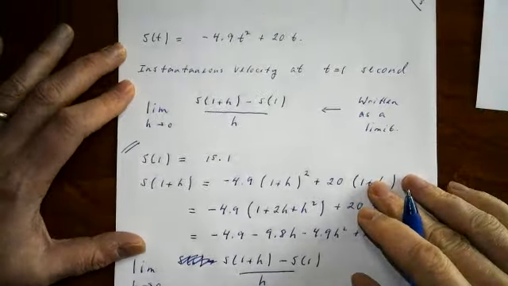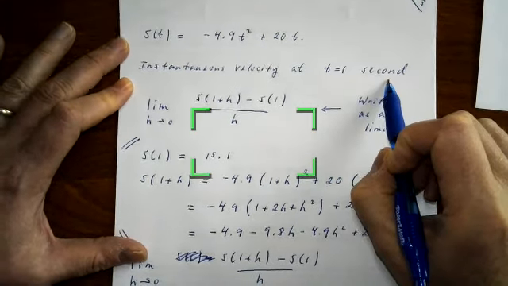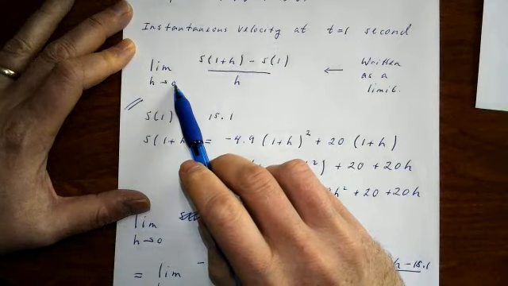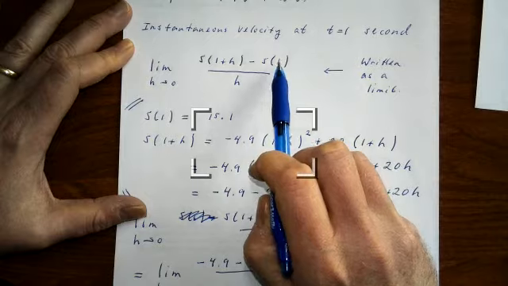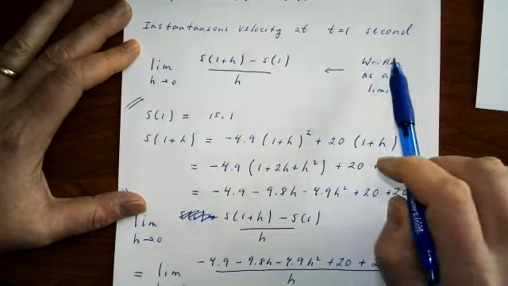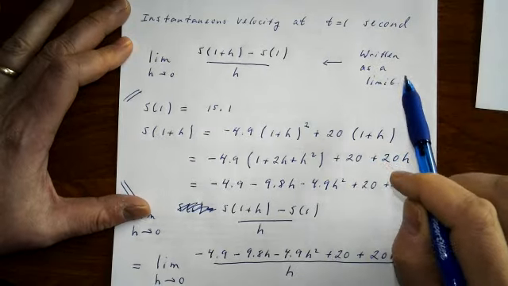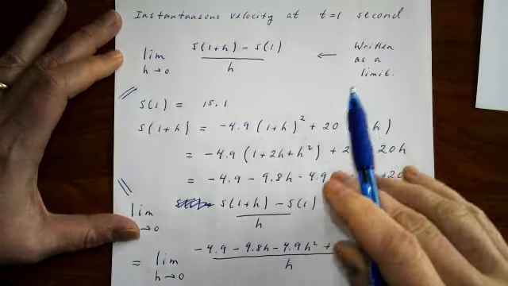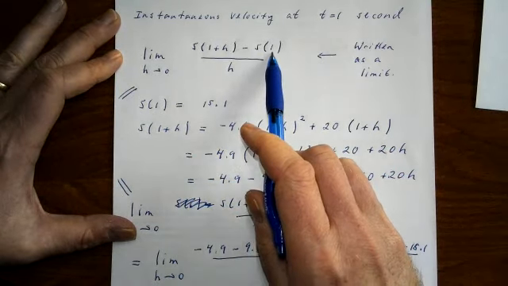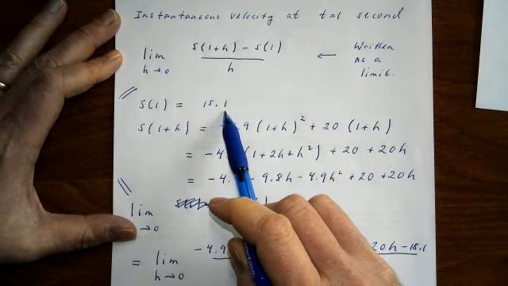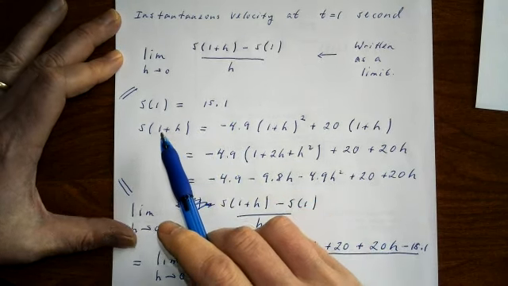Let's take a look at a particular example, the one we had before. The instantaneous velocity at time 1 second is the limit as h goes to 0 of s of 1 plus h minus s of 1 divided by h. Here we have expressed the instantaneous velocity, or the slope of the tangent line, as a limit. Now I'm going to do some little side calculations, which I'm going to denote right here. I'm going to evaluate s of 1 using the formula, which was 15.1. I believe that's the same thing we saw a couple pages ago.